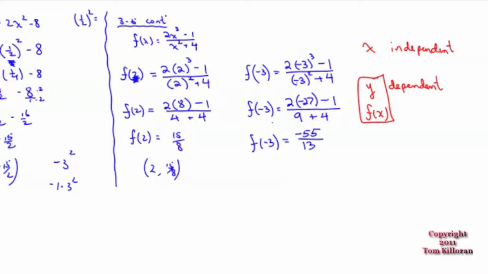So there are some other names for these things besides independent and dependent. Another name for x is domain. Domain. And this is something you get used to with functions. You stop calling them independent and dependent, and you start calling them domain and range.